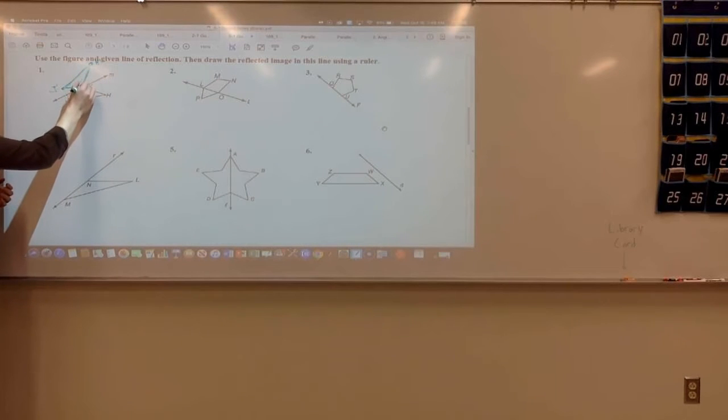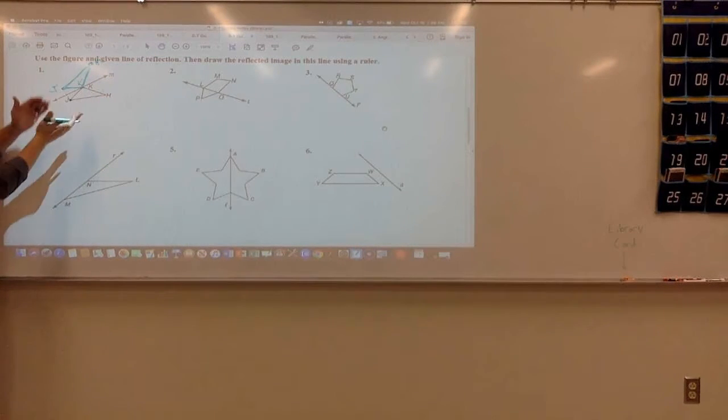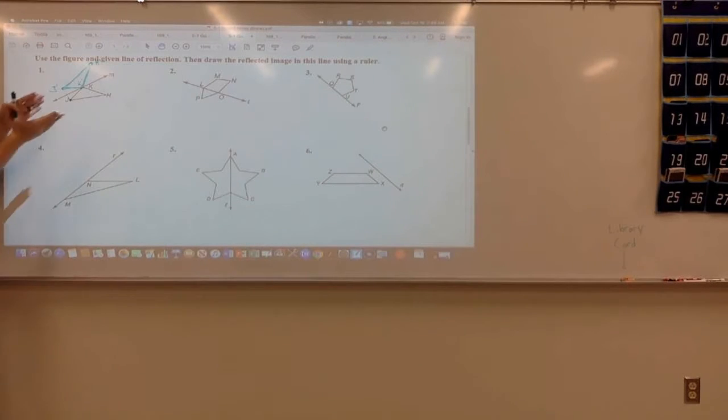You should be able to visualize then. If I were to take the paper and fold it across line M, my figures would line up. That's the idea of a reflection. I know you guys have worked with reflections in some capacity before. It's just folding over that line. Any questions so far?